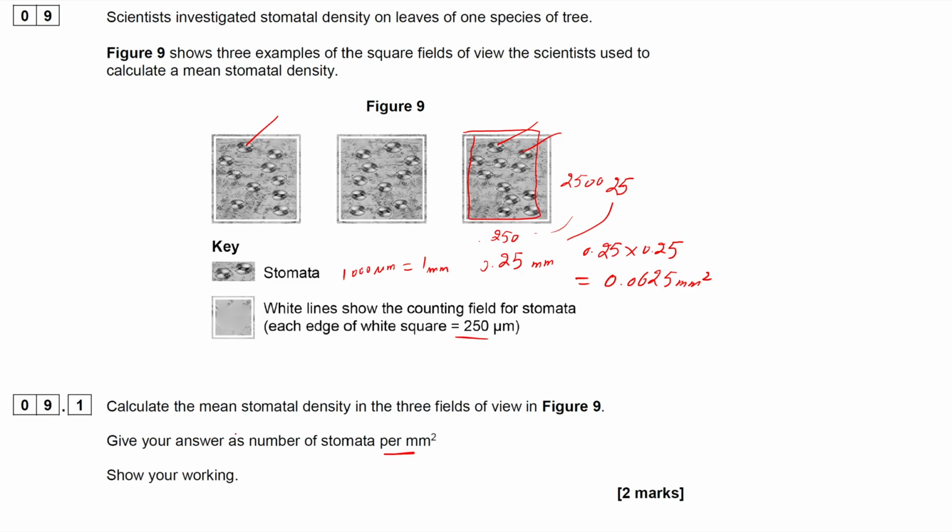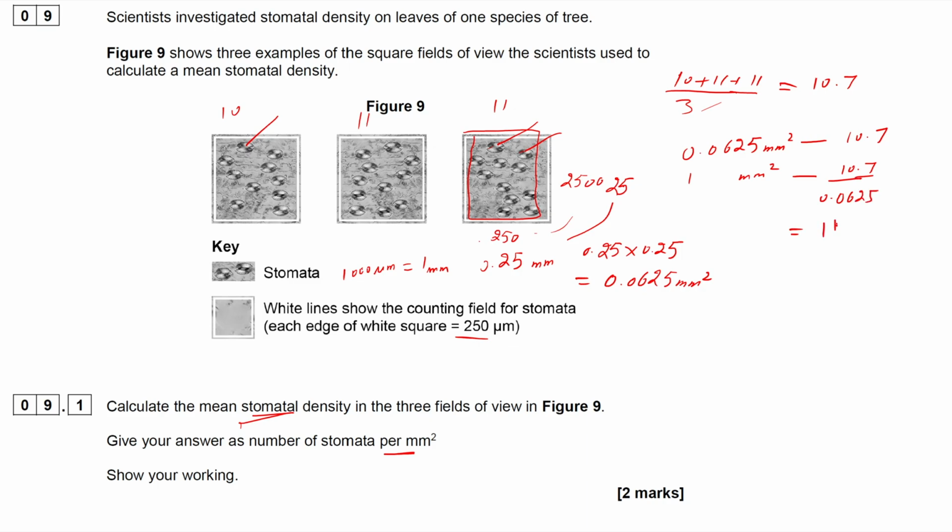Okay, so since we need to find the mean stomatal density, first we need to find the mean or average of the stomata. So we need to count the number of stomata here. So we have 1, 2, 3, 4, 5, 6, 7, 8, 9, 10, 11. So we have 11 here. Again 11 here. And 10 here. So the average would be 10 plus 11 plus 11 divided by 3, because we have 3 readings, and that would be 10.7. So that means 0.0625 square millimeter has 10.7 stomata, and in 1 square millimeter there would be 10.7 over 0.0625, about 171 stomata per square millimeter.